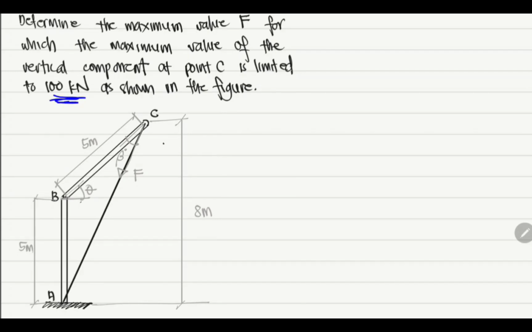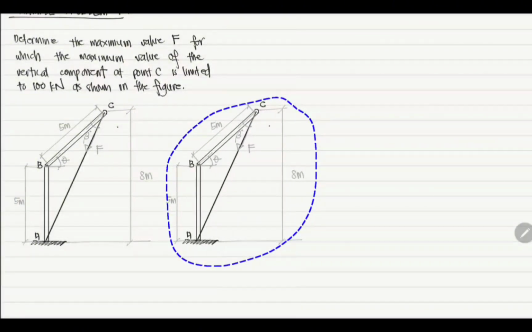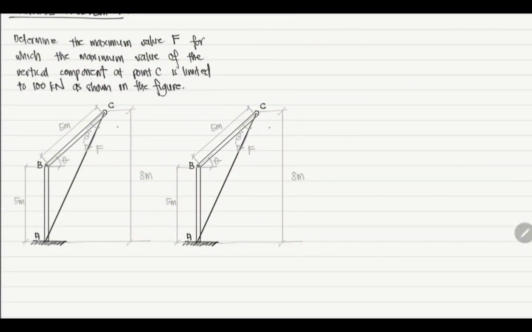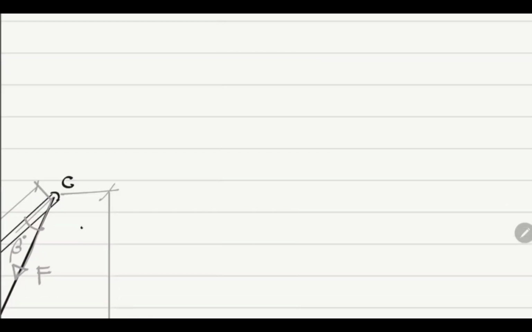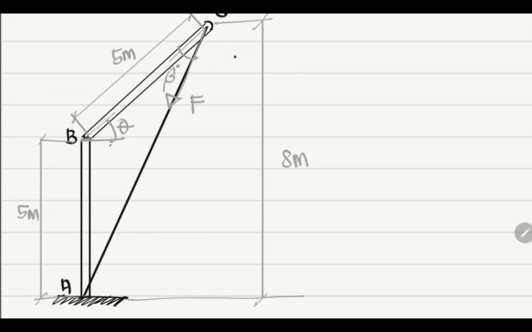This vertical component of 100 kilonewtons is the vertical component of the force F. So we already have a given vertical component. Okay, if we draw the free body diagram, we first sketch the figure. We know the line of action of F, which is from point C toward point A.